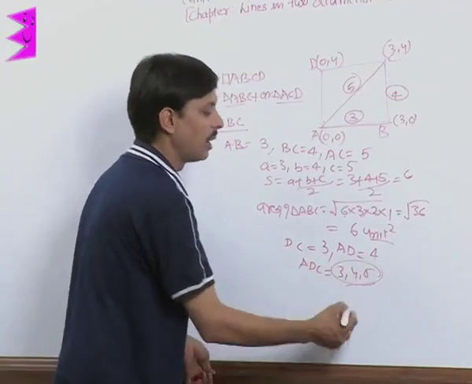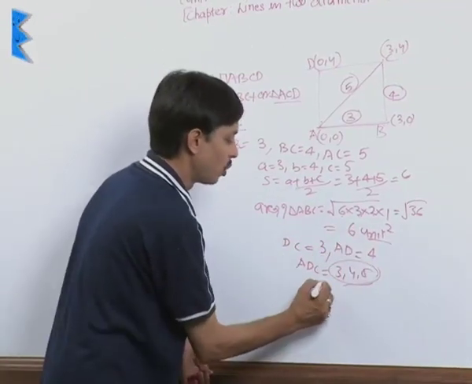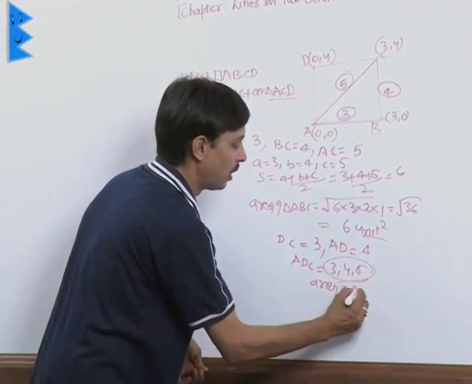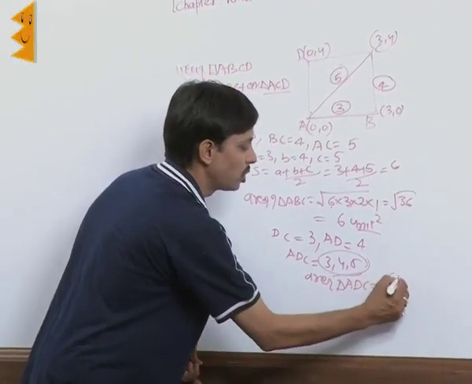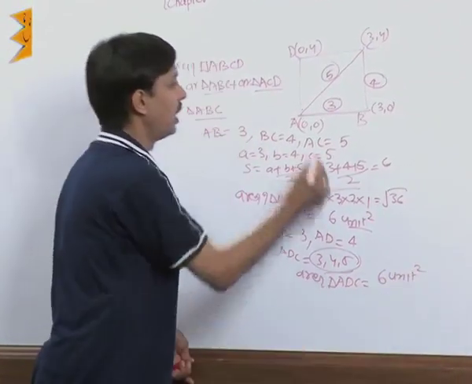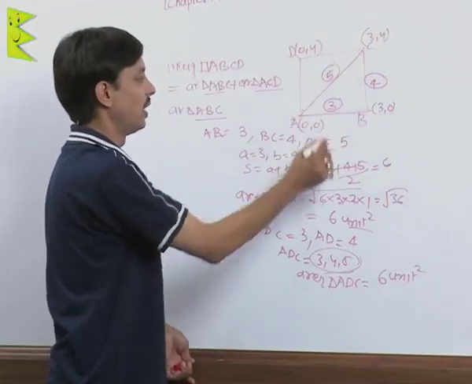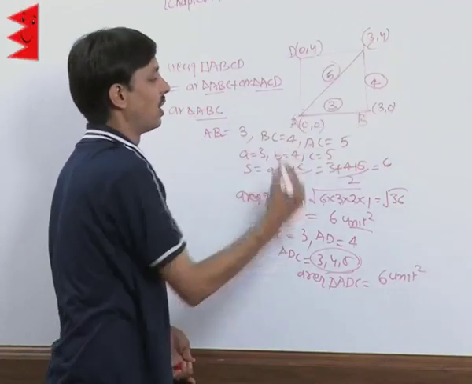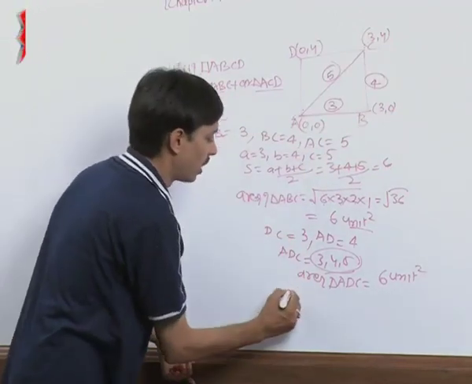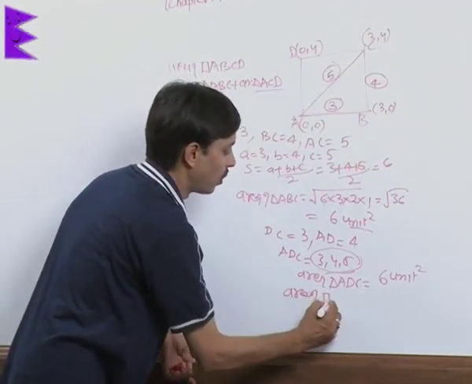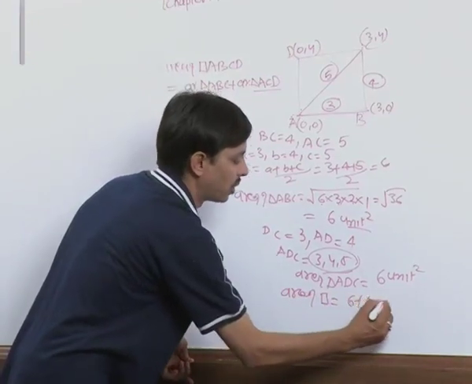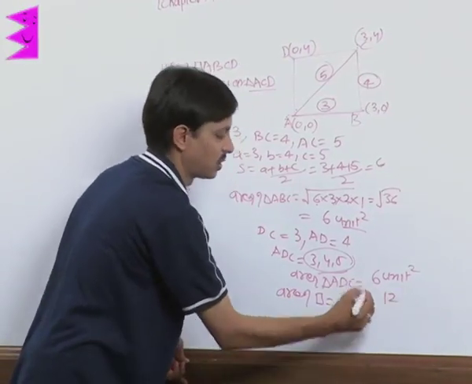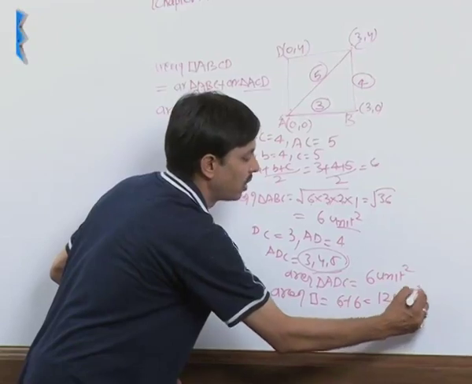So its area will be again what? Same. So we will say area of triangle ADC is also 6 unit square. ADC's area is 6 units, ABC's area is 6 units. So total area of the quadrilateral is the sum of these two triangles, that is 6 plus 6, that is 12 unit square.